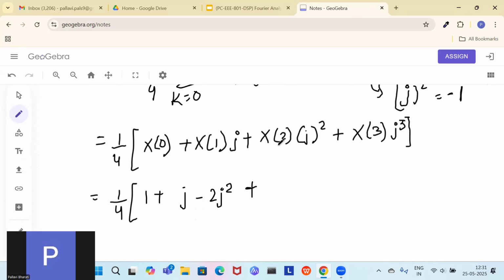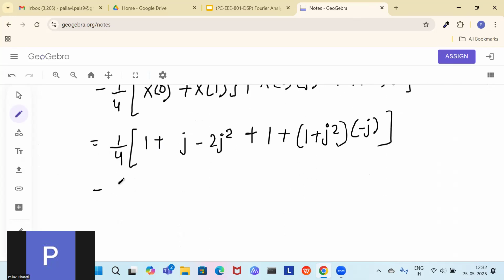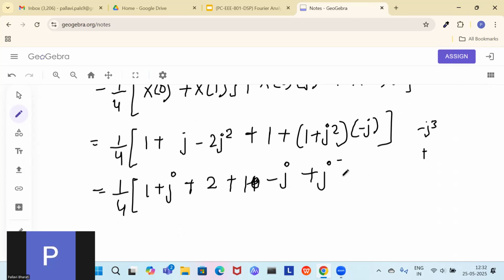The value of x2 was -1, and this is also -1, so it is going to become +1. x3 was 1 plus j2, and that is multiplied with j square is -1, so minus j. So just go on. This is going to be 1 by 4, 1 plus j minus plus 2 plus 1 minus j and minus j cube. Minus j cube means j square is -1, so it becomes plus j.